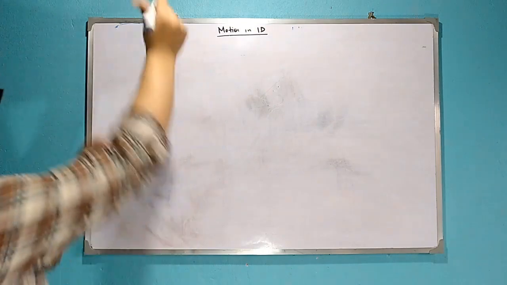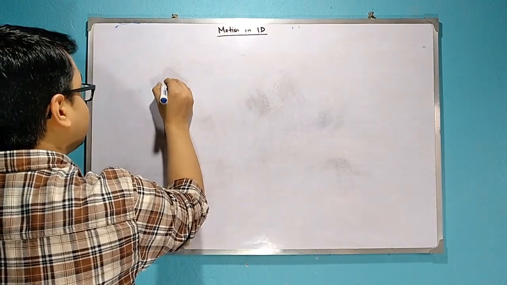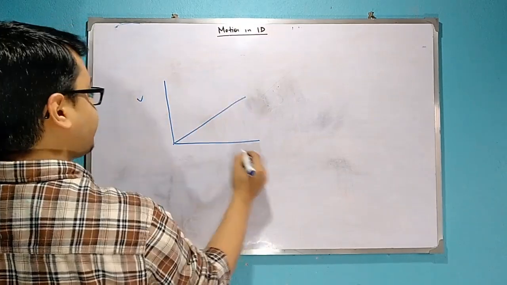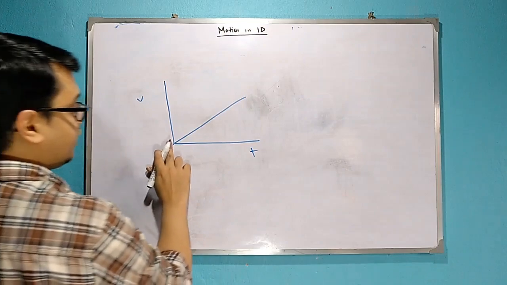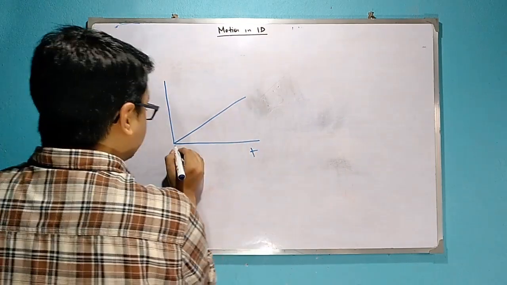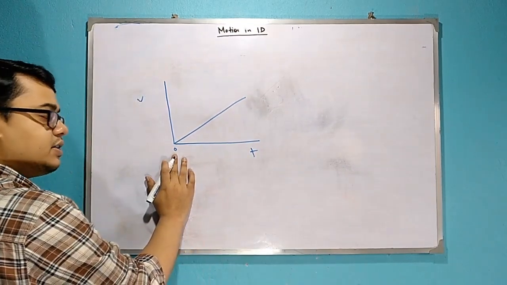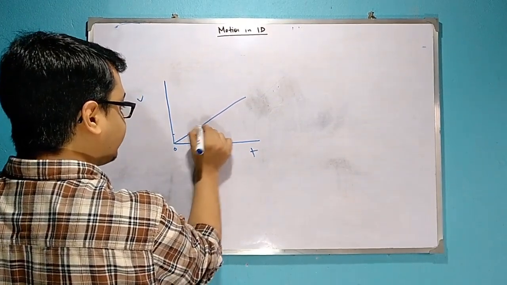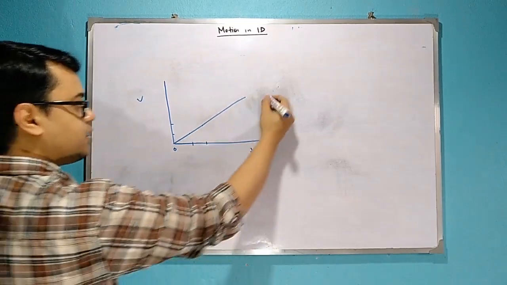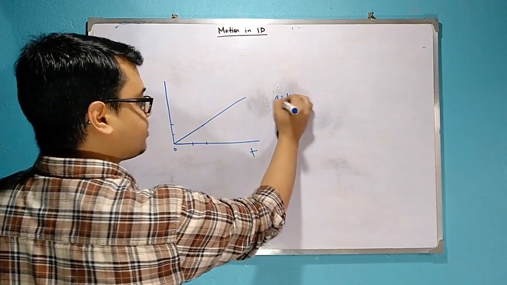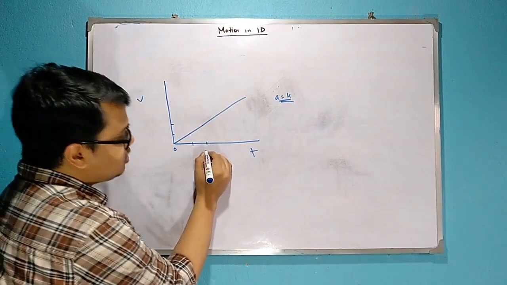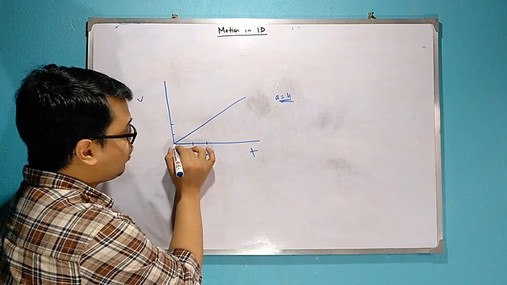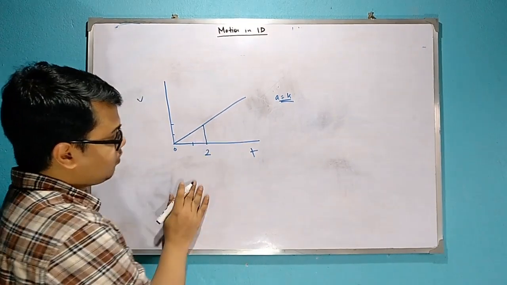Now, one more concept is required. Suppose it is my vt graph. That means its velocity along the time. So at t equal to 0, it is at 0. At t equal to 1, suppose it is at 1. At t equal to 2, it is at 2, suppose. So its change is fixed. That means constant acceleration. So between 0 to 2, what is the distance traveled?